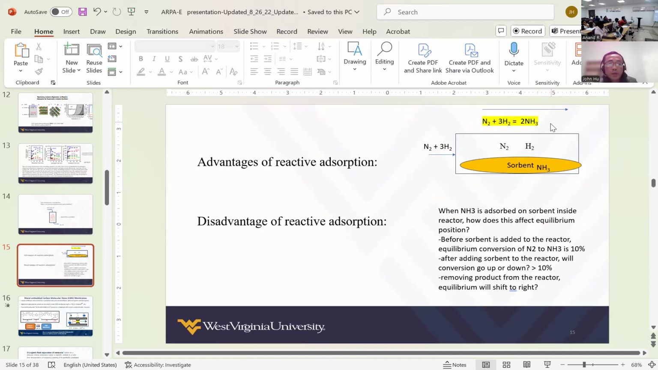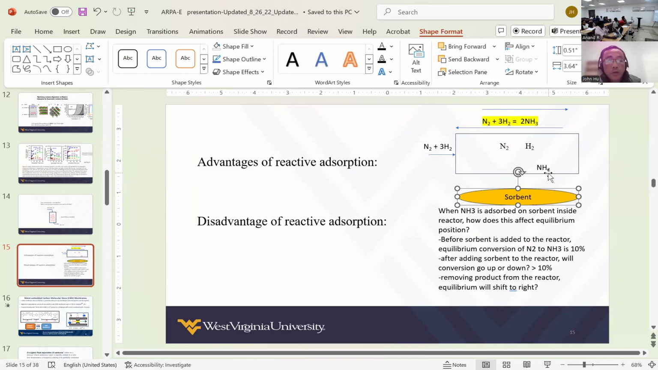Okay. So if I show you another scenario, what about if on purpose I add ammonia in here? If you add ammonia, which means ammonia on the right, equilibrium will be shifting to the left. Because nobody adds ammonia to the reactor. I'm just telling you, just in case you add ammonia into the reactor. You increase ammonia, and the equilibrium will shift to the left. That means your conversion would be decreasing. Okay. All right. So let's come back to here.